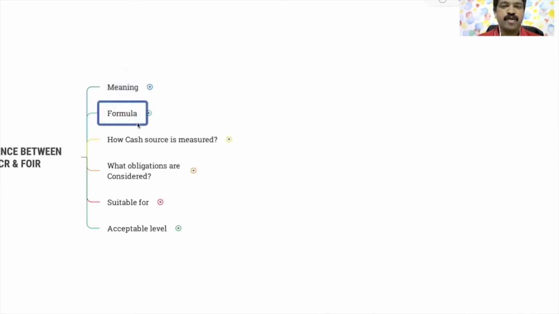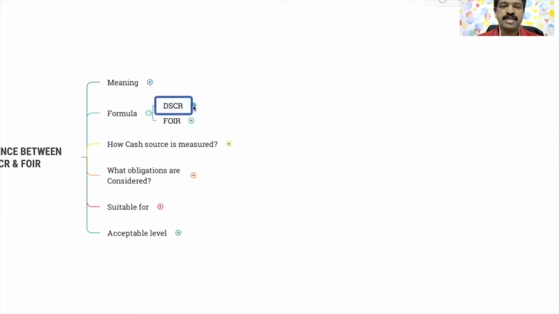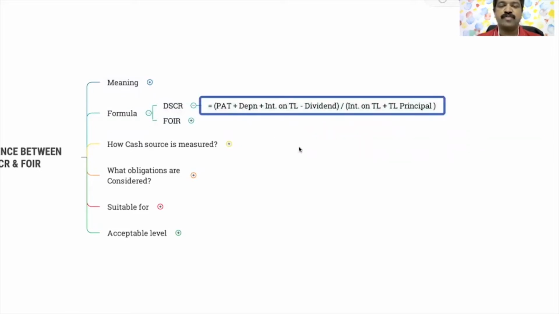Okay, what is the formula that is used in these ratios? First, let's look at DSCR. For the DSCR ratio, the numerator is cash accruals and the denominator is obligation. How is this cash accruals calculated? It is calculated as profit after tax, then added back by depreciation because it is a non-cash item. Then it is added back by interest on term loan because we want to know the cash profit before paying interest. So for that reason, we add back interest on term loan. This goes to the numerator.